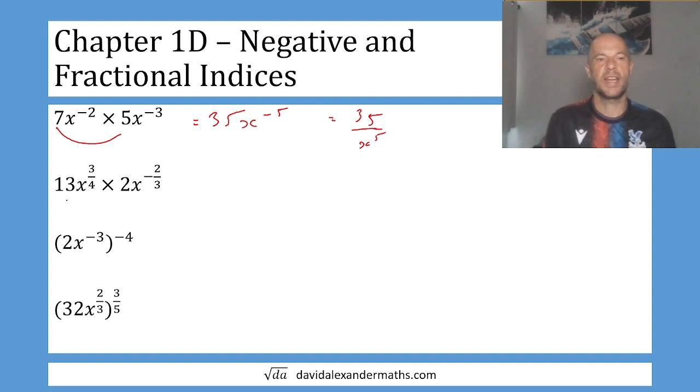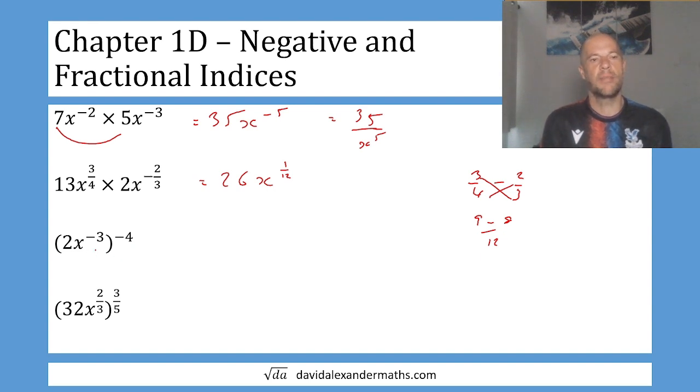Let's have a look at the next example. So 13 times 2, that's easy, that is 26. x to the power of what? So remember, it's going to be 3/4 plus minus 2/3, so minus 2/3. So that is going to be 9 minus 8 over 12. 9 take 8 is 1/12, so 26x to the power of 1 over 12.